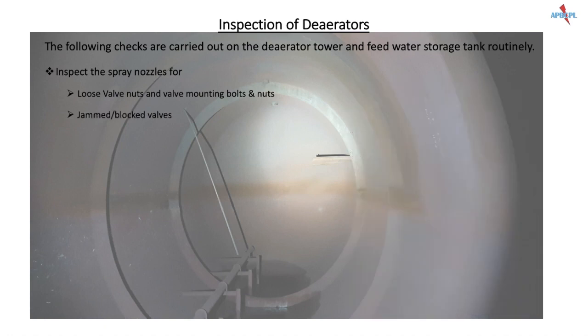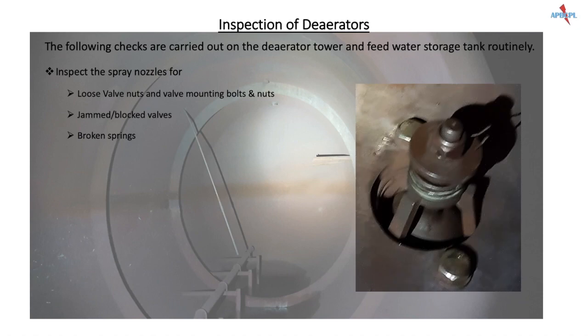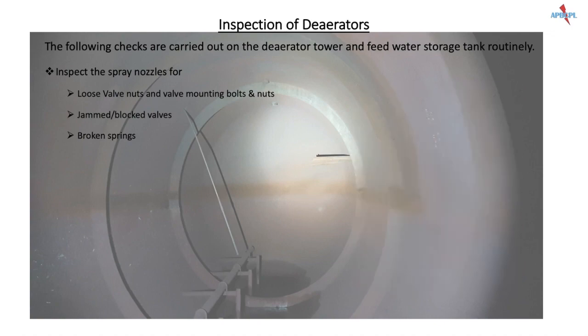Sometimes a foreign object could get stuck inside the spray valve, causing it to get jammed or blocked. The common cause of failure occurs in the springs, which get broken, causing the valve to remain partially open. Sometimes the spray valve gets too tight to operate. This is caused due to poorly adjusted spring tension or scaling on valve spindle.